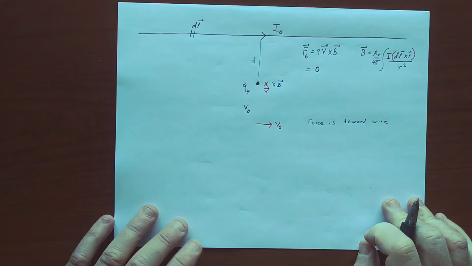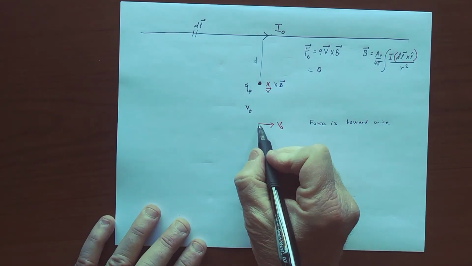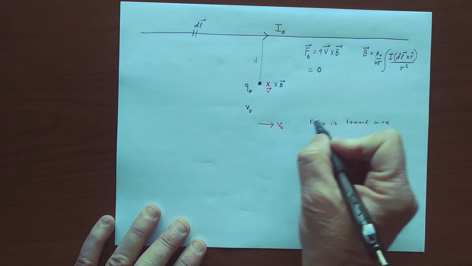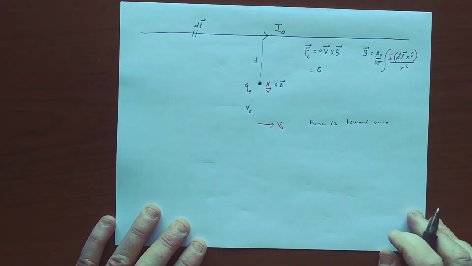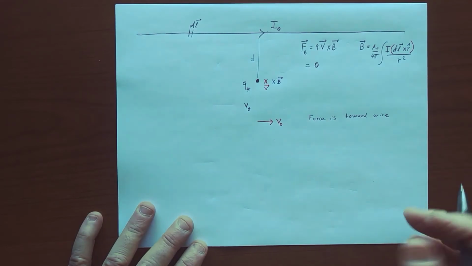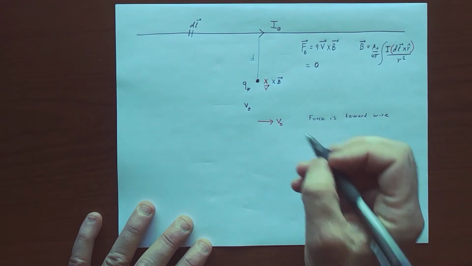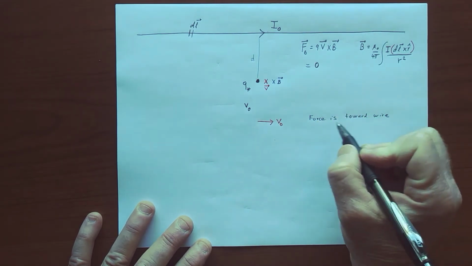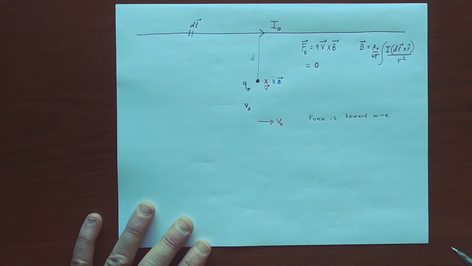Of course, that's only at that exact location. As soon as the force starts to change the direction of the velocity, then the direction of the force also changes, right? The conditions for circular motion apply, and the motion can be kind of complicated, but right at that position, the force is toward the wire, and now we need to find the magnitude.